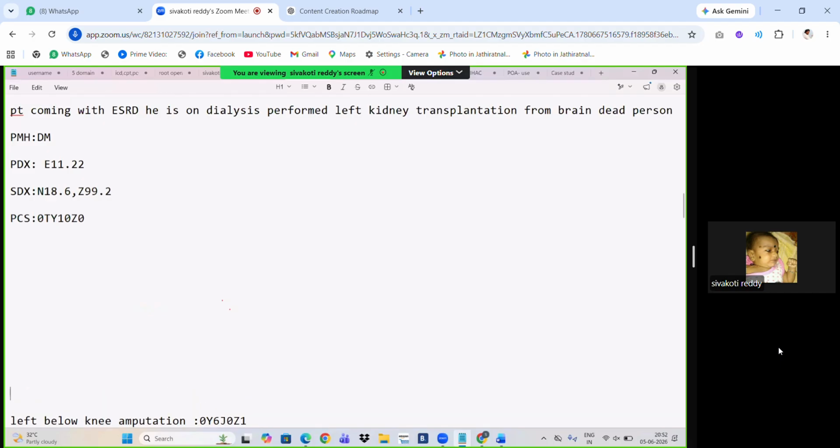Patient coming with ESRD, on dialysis, performed left kidney transplant from a brain dead person. Past medical history: diabetes. Assessment: ESRD on dialysis.